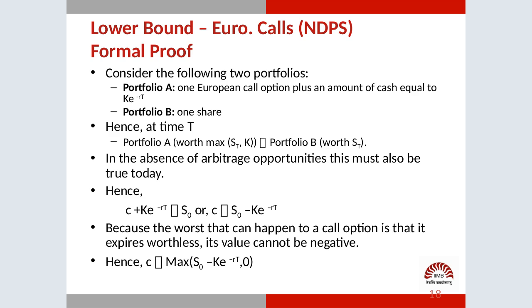Now, this is in the future. Discount the portfolio values to today. So basically, today the relationship should hold the same. So you will end up getting C, which is the current option value, plus the present value of the strike, K e to the power of minus RT, should therefore be greater than or equal to the value of the spot today. And if you rewrite, it becomes C should be greater than or equal to S naught minus the present value of the strike price.